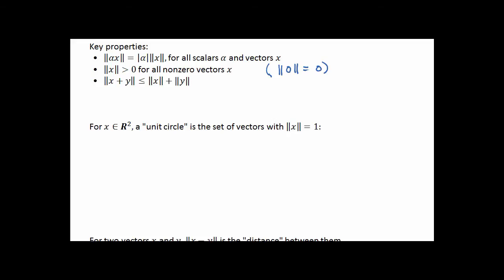And finally, we have an inequality on the sum of 2 vectors. This is called the triangle inequality, because it's another expression of the fact that the shortest distance between 2 points is a straight line. So those 3 properties we can count on with our norms.